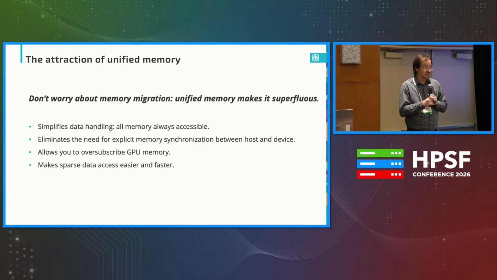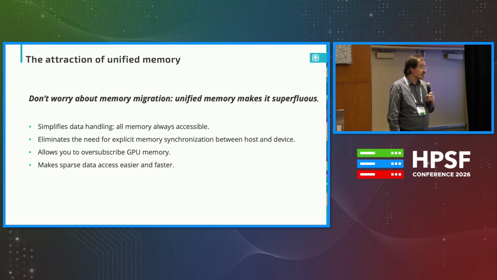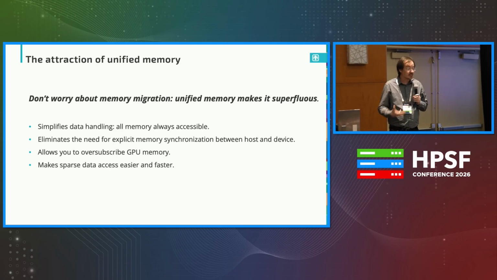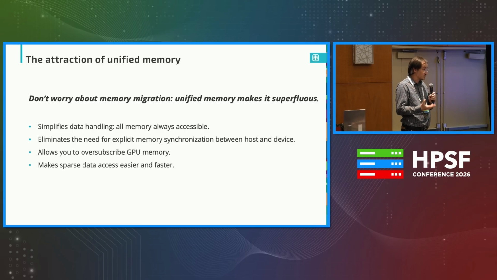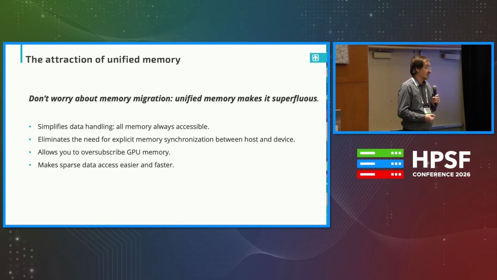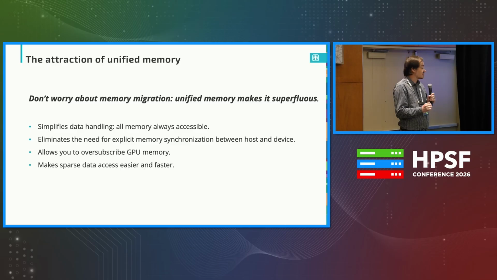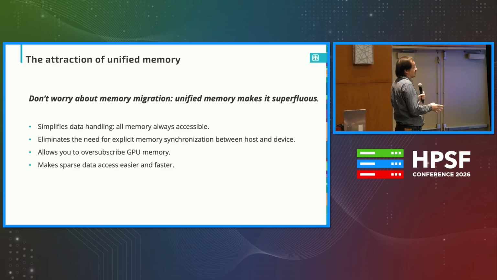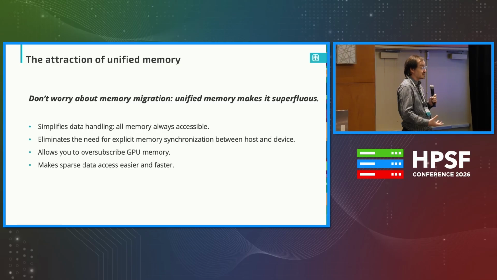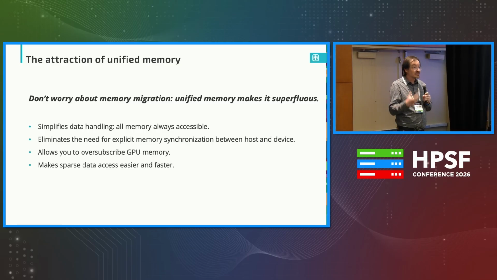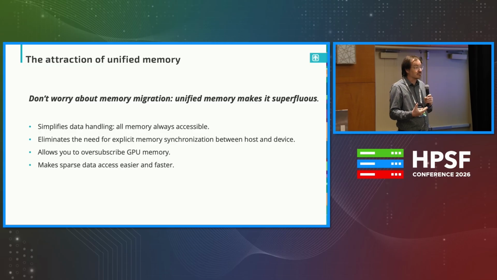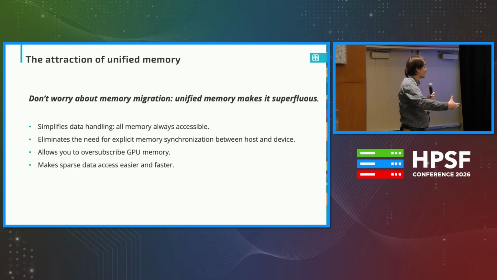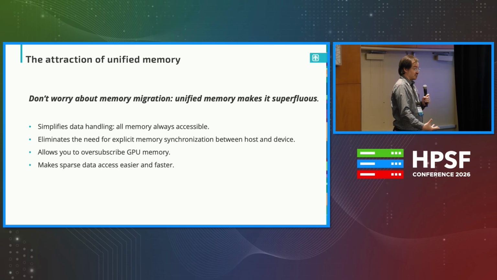These were the machines Summit and Sierra. They came with NVLink between the POWER chips and the NVIDIA GPUs. The idea was that it would make all our lives much, much easier. It wasn't just making the connection faster; it would simplify our data handling. All memory is always accessible from everywhere. It eliminates the need to think explicitly about memory movement, when to migrate from CPU memory to GPU memory. It would allow you to oversubscribe your GPU memory.